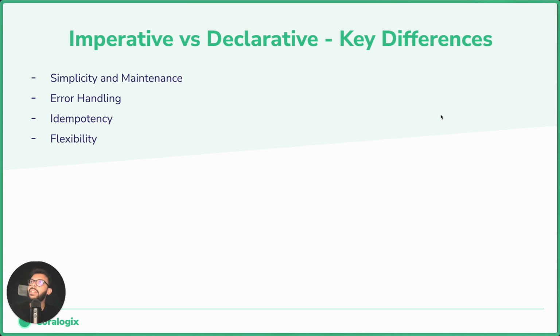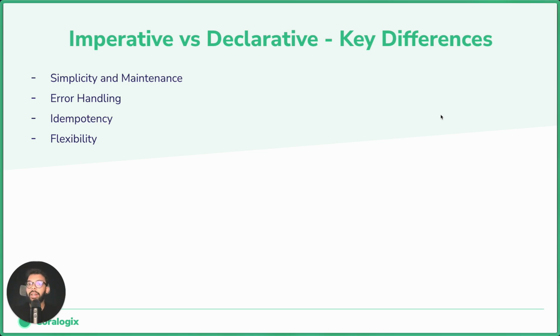Well, the first one is simplicity and maintenance. The imperative code can become complex and harder to maintain, as it requires detailed steps and logic for each task. On the other hand, folks, the declarative approach is easier to write and maintain, mainly because it abstracts away the procedural logic and focuses on the desired state, reducing the cognitive load on the users.